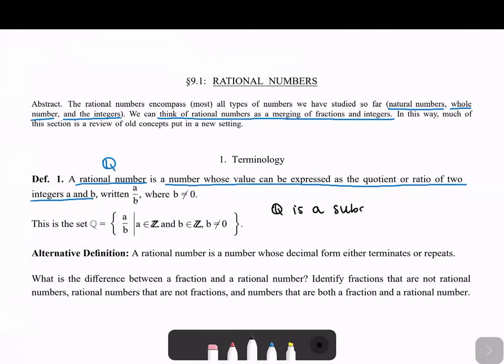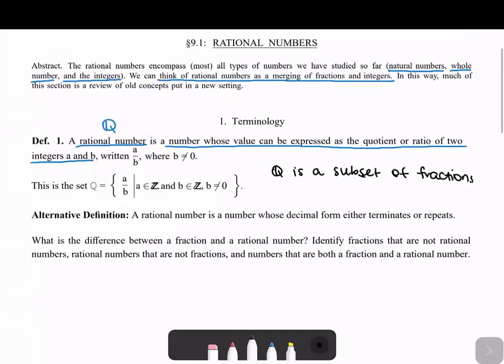So one thing to note is that Q is a subset of the fractions, right? Because every rational number is just a fraction with only integers. So every rational number is a fraction, but every fraction is not a rational number. And we'll talk about that in a minute. So also, if you're already confused and you don't remember what a subset is, go back to the material in chapter 2. We're about to talk a lot more about the sets of numbers and subsets and things of that nature. So make sure you know what I'm talking about when I say subset.